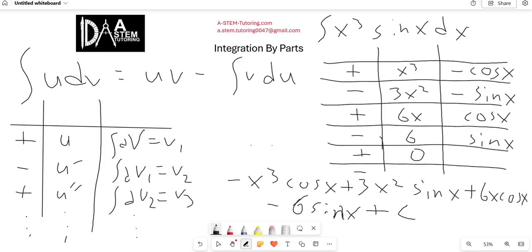So this has been an explanation of how to do integration by parts repeatedly using a simple chart, and we demonstrated with a simple example, x cubed sine x dx, taking the integral of that.